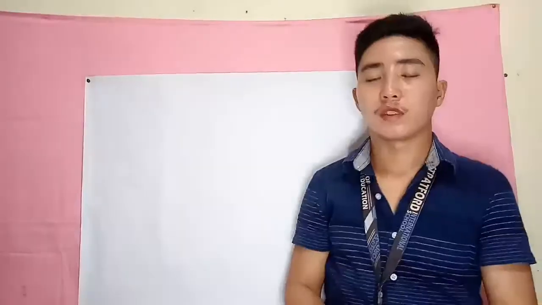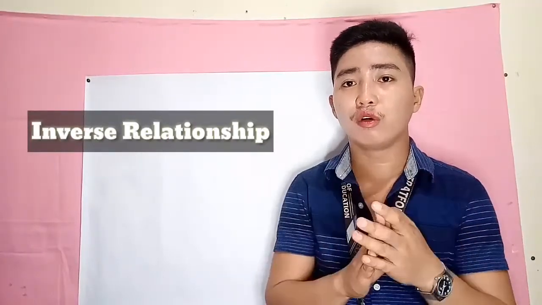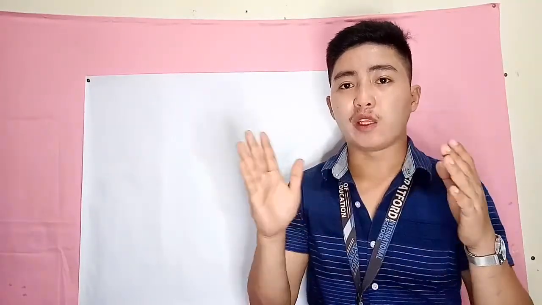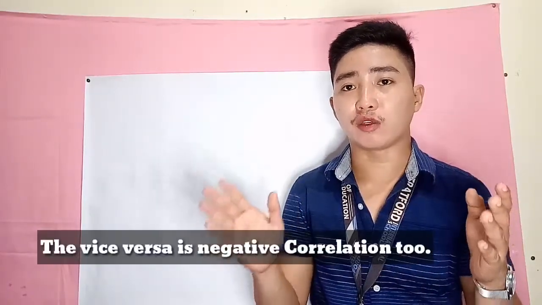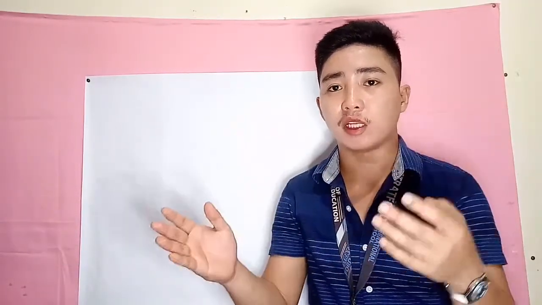If a student gets a high score in test X, she or he will get a low score in test Y. It means the one who gets the highest score in test X will get the lowest score in test Y. In a negative correlation, there is an inverse relationship between the two variables. So, when one variable decreases, the other increases. The vice versa is a negative correlation too: if one variable increases, the other variable decreases.